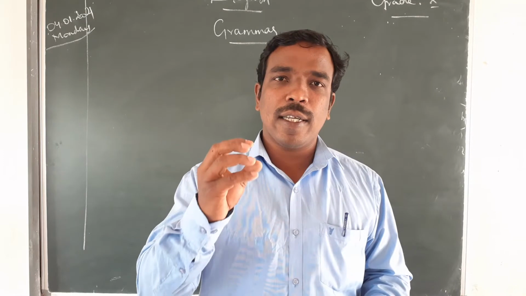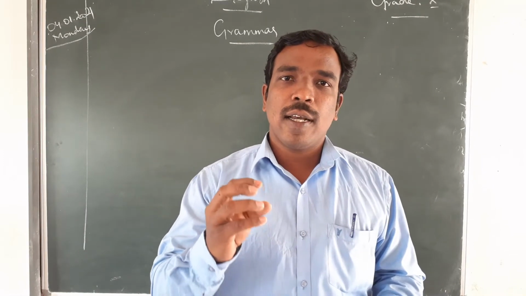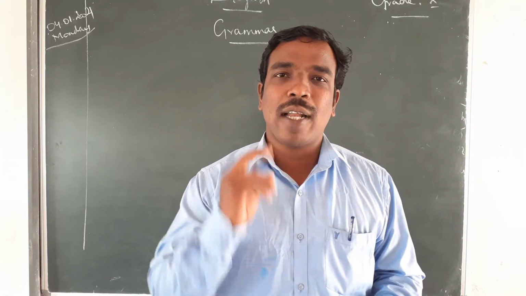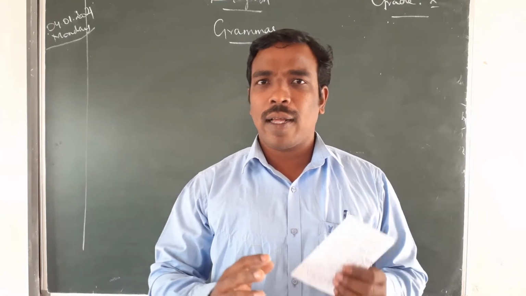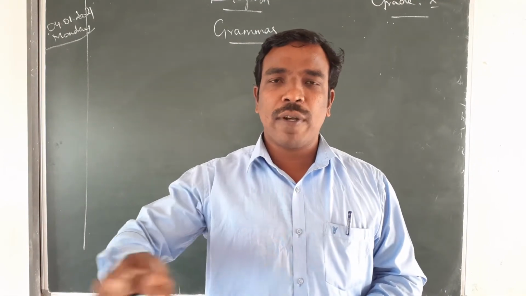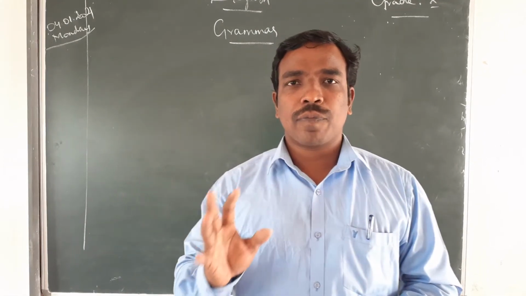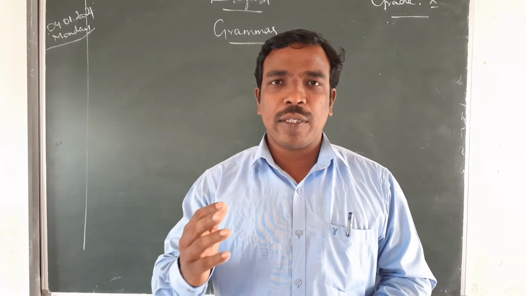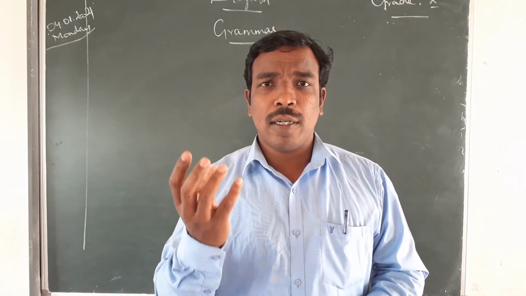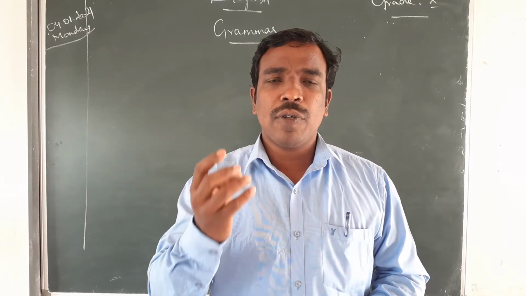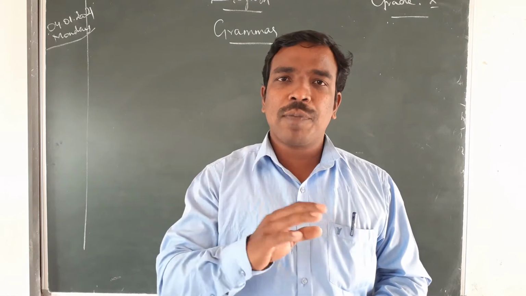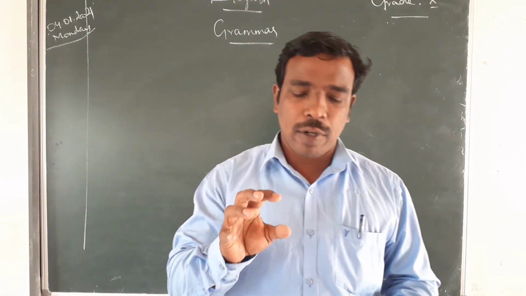A simple sentence has one subject and one finite verb. Finite verbs are the common verbs; don't bother about that. Non-finite means, as I already told you, gerund, infinitive and participles. All the other verbs are finite verbs.